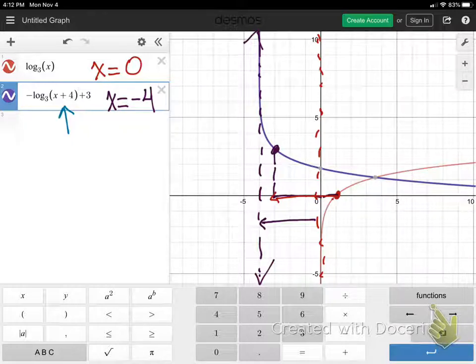With logs. Yes, with logs. With exponents, it's always going to be related to the y. Now, when you reflect, it gets a little tricky, so just make sure you're looking at the graph correctly, but yes.